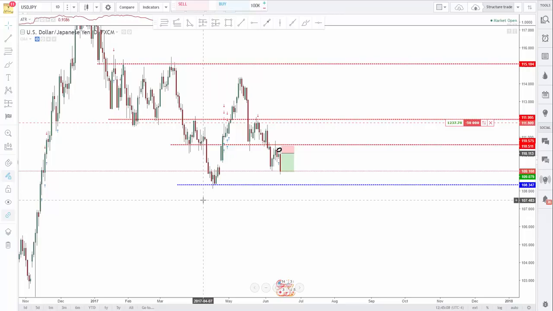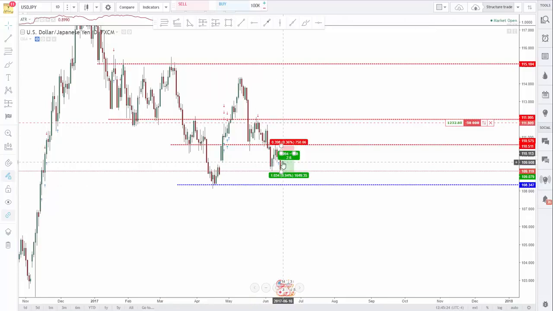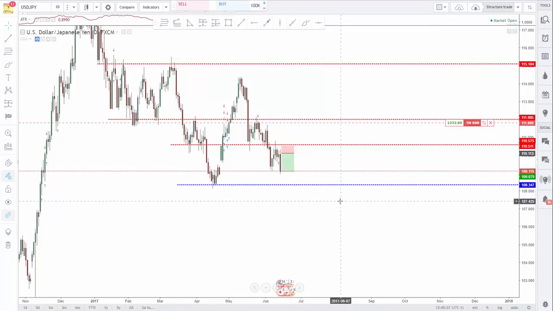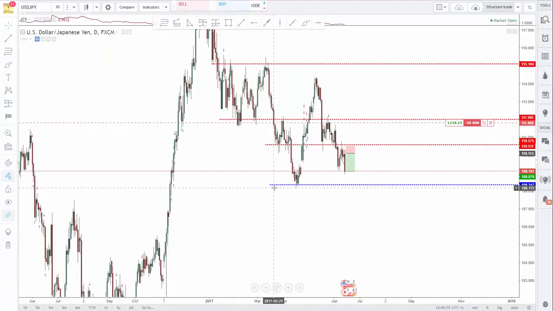Now, it's important to remember that we have to have entry reasons and strategies to go along with these levels of structure. You can't just buy and sell daily levels of structure. I've personally tried it and it's not very profitable. So what we're looking for here on the dollar yen is a push down into the 108.3 level in order to find our next place where the market may be supported for a long trading opportunity.